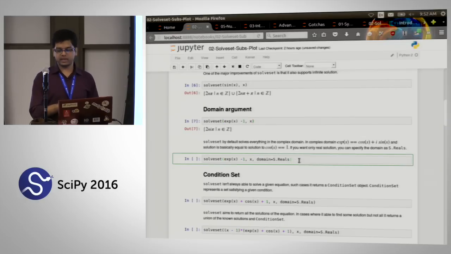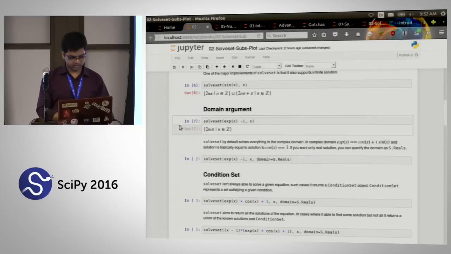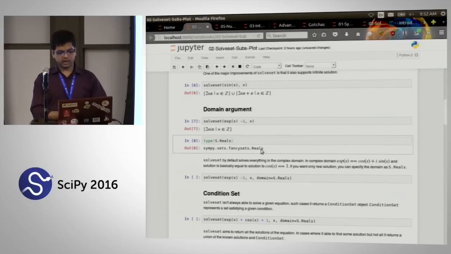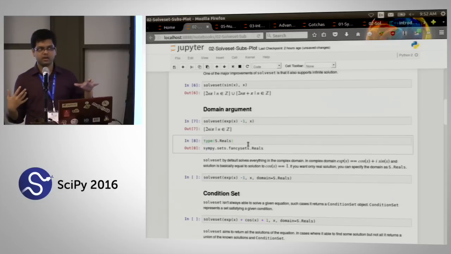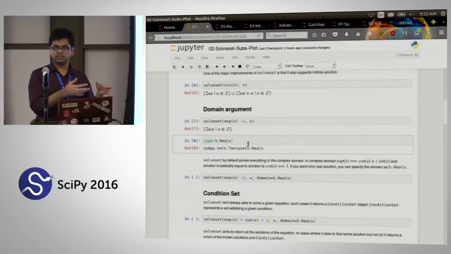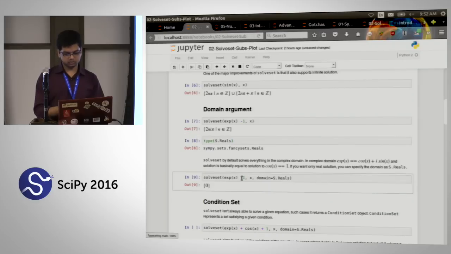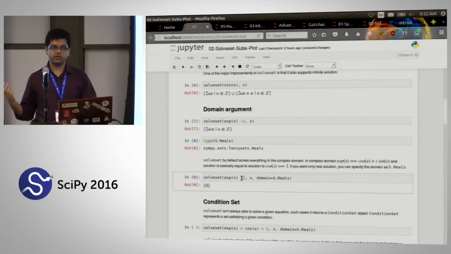If I say domain equal to S dot reals, S stands for singleton. Singleton is a collection of all the singleton objects we have, and S dot reals is a real set. So if I try to solve exponential x minus 1 in the real domain, it gives 0. That's it.